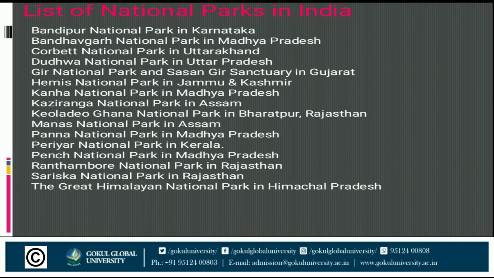Here is the list of national parks in India. First, Bandipur National Park in Karnataka. Second, Bandhavgarh National Park in Madhya Pradesh. Corbett National Park in Uttarakhand. Dudhwa National Park in Uttar Pradesh. Gir National Park in Gujarat. Hemis National Park in Jammu and Kashmir. Kanha National Park in Madhya Pradesh. Kaziranga National Park in Assam.